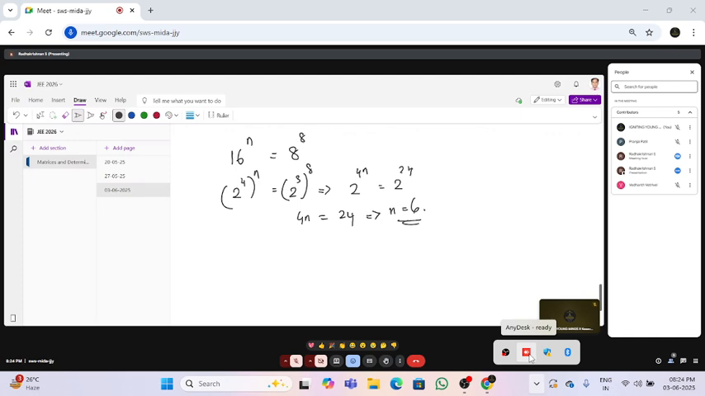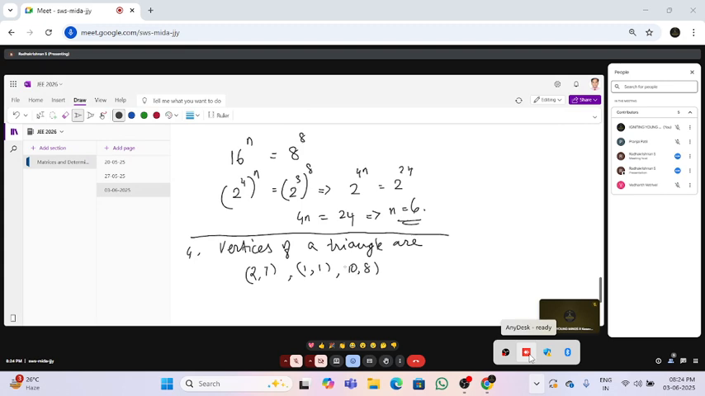Do you all remember the formula for area of a triangle using determinants? Half into the determinant. The 3 vertices are given. Let us say this is a triangle. The vertices of a triangle are 2, 7, 1, 1, 0, 10, 8. Find its area.